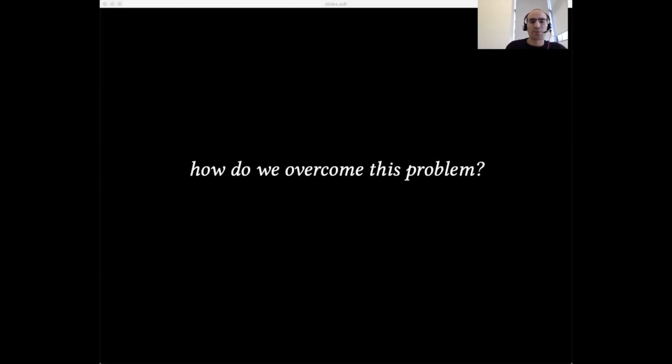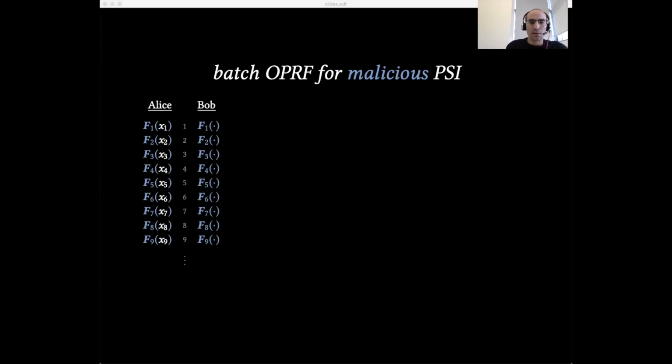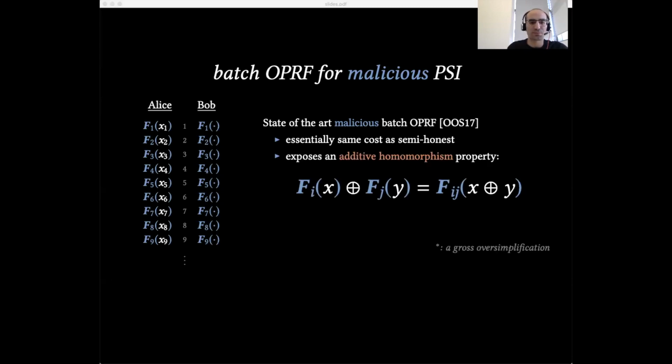How do we overcome this problem? In the following, I'm going to show you a protocol that follows almost the same instructions, but in which Bob could not cheat in the way that I showed you before. So first, we should use an OPRF building block that is secure against a malicious adversary. And fortunately, we have such a protocol by Orsini, Orrù, and Shaw from 2017 with essentially the same cost as the semi-honest one. So we have a good start.